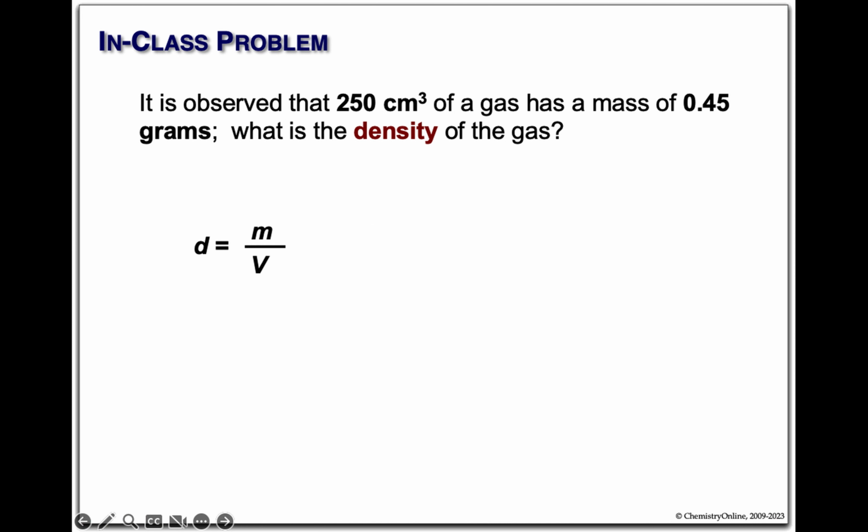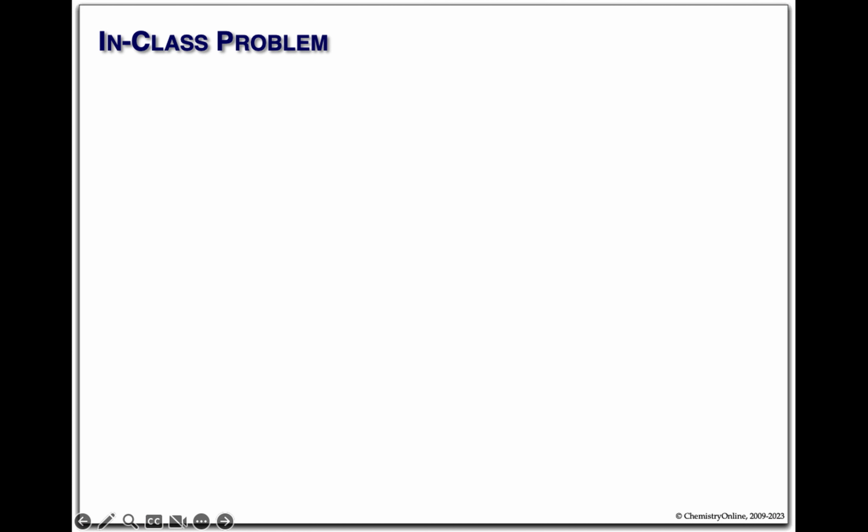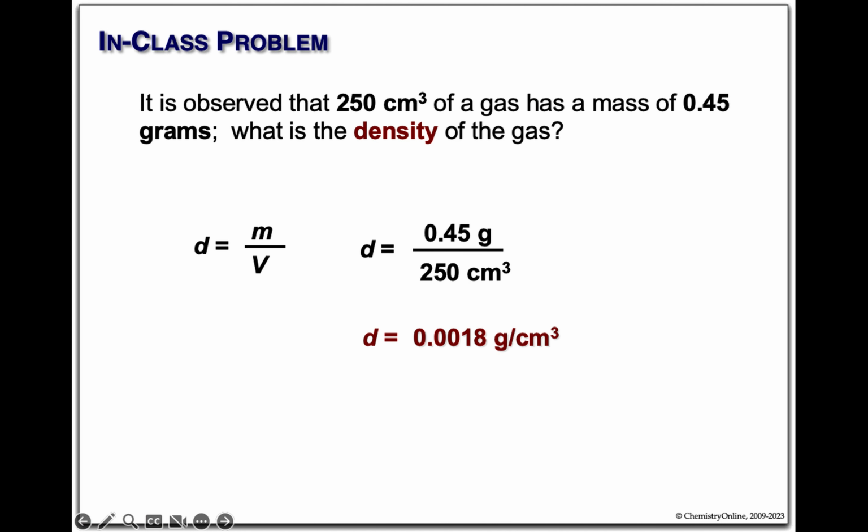Mass divided by volume. Our mass is 0.45 grams. Our volume is 250 cubic centimeters. We simply do the division, and we get 0.0018 grams per cubic centimeter. Sorry, I thought something else was coming. Grams per cubic centimeter. Any questions?